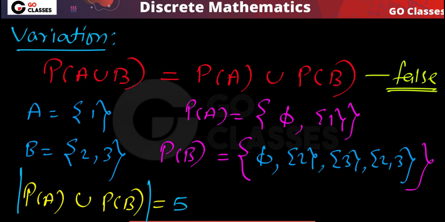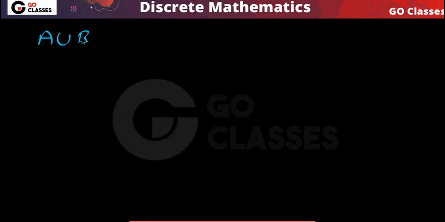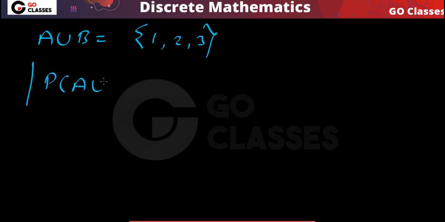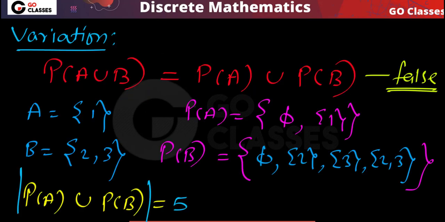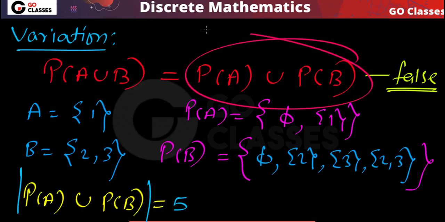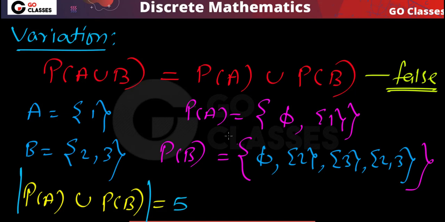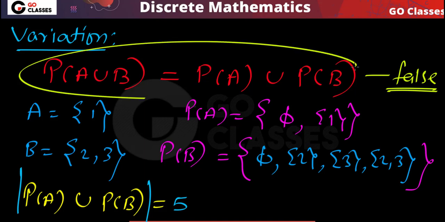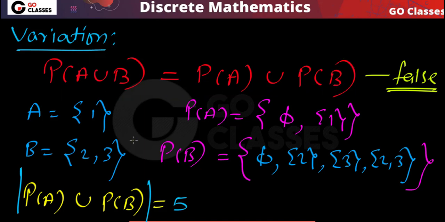And how many elements will be there in the power set of A union B? You can notice A union B is 1, 2, 3. So in the power set of A union B, how many elements will be there? There will be 2 to the power 3, which means a total of 8 elements. So here you have 8 elements and here you have only 5 elements, so definitely they are not equal. So the statement P of A union B equals P of A union P of B is clearly false, because for this example this will have 8 elements and this will only have 5, so they are not the same.